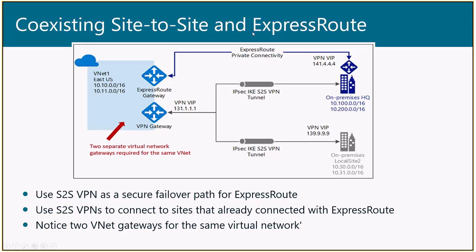Site-to-site VPN is a secure failover path for ExpressRoute. So if you set up ExpressRoute, it's faster. But just in case the ExpressRoute network goes down, the site-to-site will become a failover.